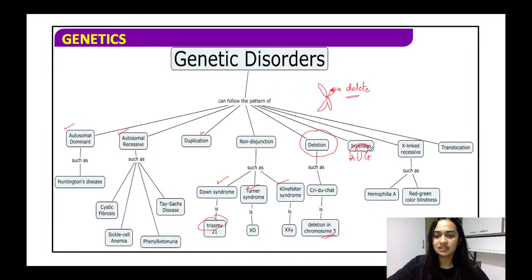X-linked recessive, you'll have hemophilia, you'll have red-green color blindness. So what all I have ticked, we'll be studying in detail today.